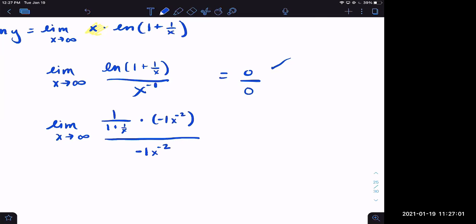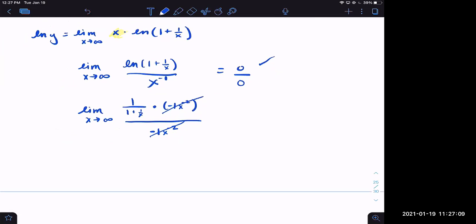What can we do? Those are exactly the same. It was a product, so we can just cancel those out. If we plug in infinity now, you'd have 1 over infinity, but what's 1 over a giant number? 0. So this piece is approaching 0, so we get 1 over 1. So we get 1.